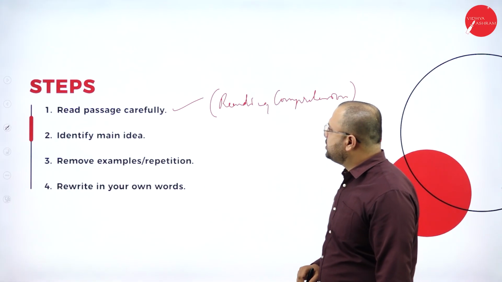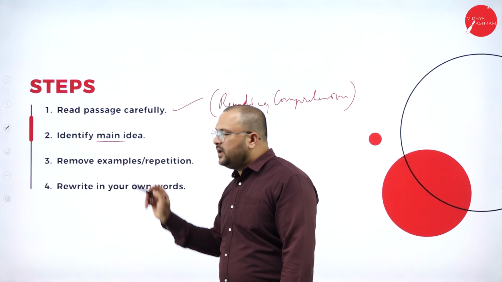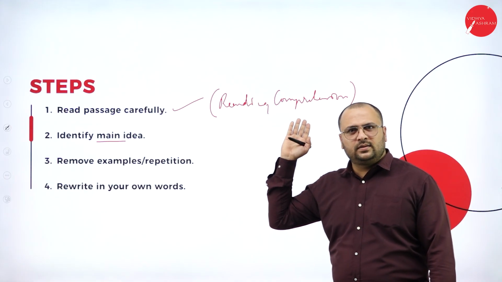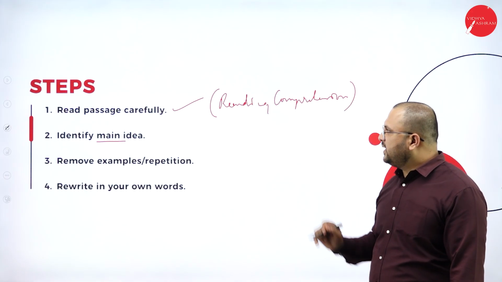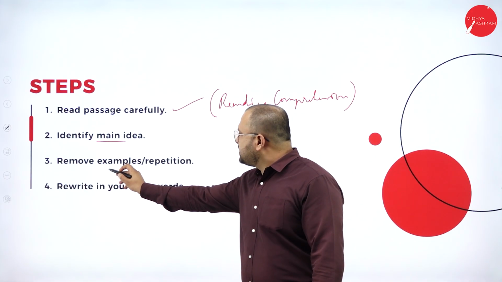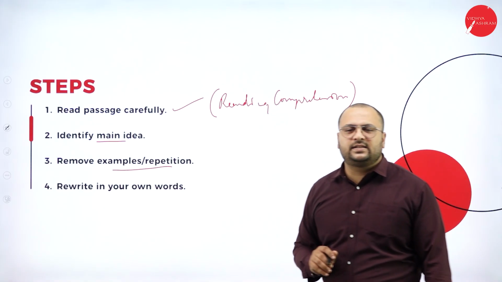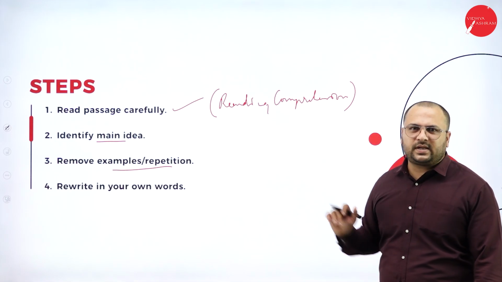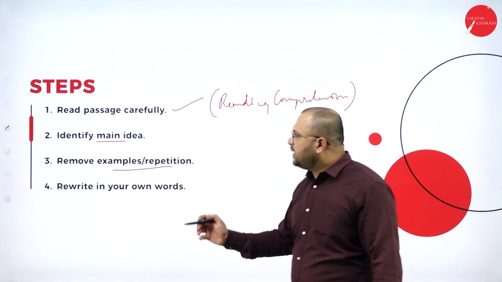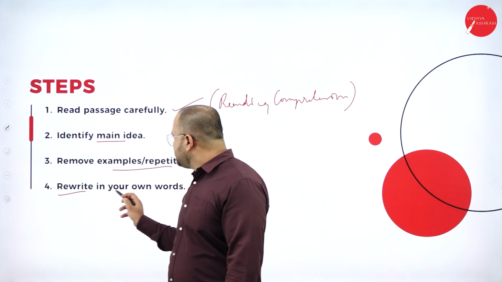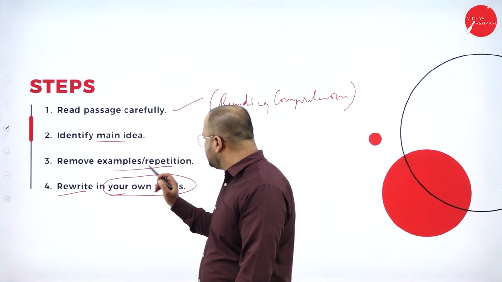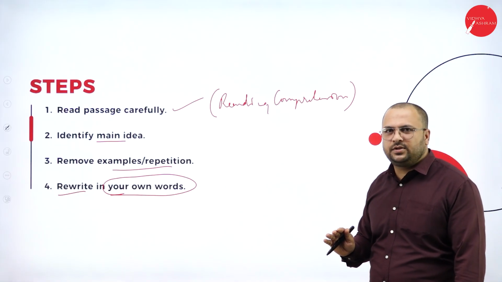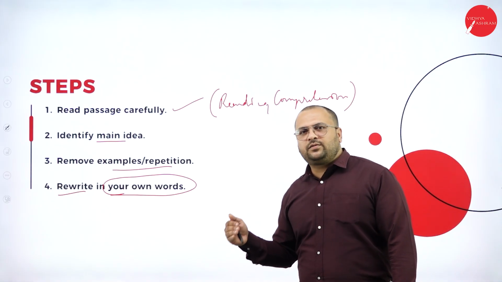Reading comprehension. Identify the main idea. Again, the same procedure when you read the passage given. You have to highlight the main idea. Remove examples and repetitions. If there are examples and repetitions, you need not mention them. That becomes unnecessary in precise writing. Then rewrite in your own words. In your own words means not picking up the sentence from the original passage and sticking it. So you have to write in your own.